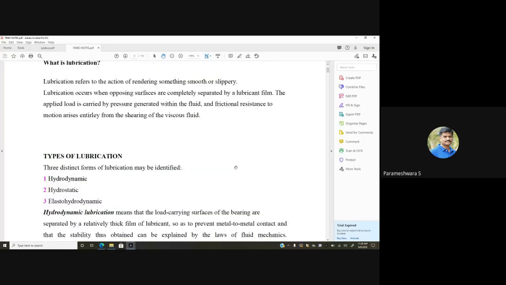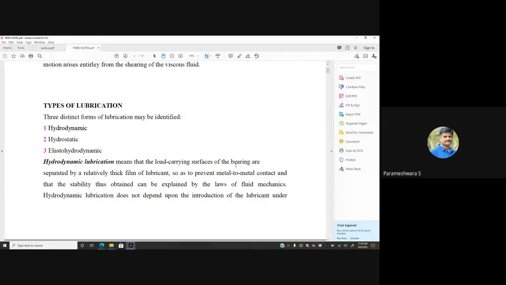Lubrication. See, the terminologies: lubrication, lubricant, and lubricator. Understand it first. Lubrication is a process of applying a lubricant. Lubricant means an unguent, a substance which is applied over the surface. Lubricators are the devices used for lubrication.